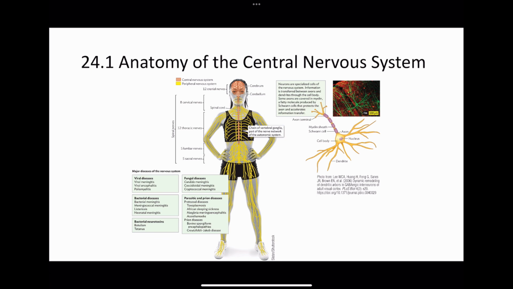The CNS is protected from most harm by several mechanisms. The skull and vertebrae are physical barriers to trauma from the outside environment. This figure also includes a microscopic image of neurons, showing the complexity of their connections and structures.